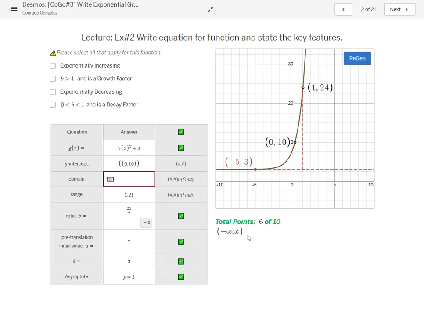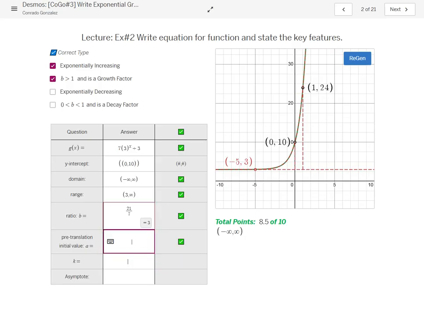And the domain and range. What is the domain and range? Well, the domain is negative infinity to positive infinity. The range is the lowest possible value, which in this case is y equals 3, and then it goes up to positive infinity. And this is an exponential increasing function, and b is greater than 1, and it is a growth factor. Okay, so there is how you would do this particular problem, right? So let me erase all the answers.